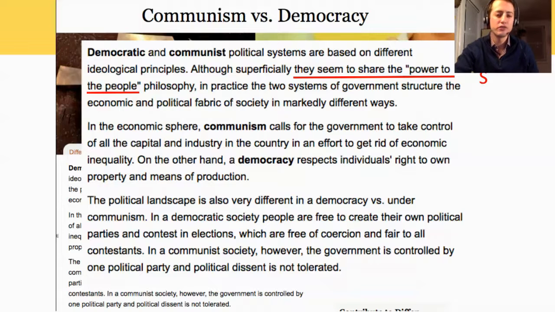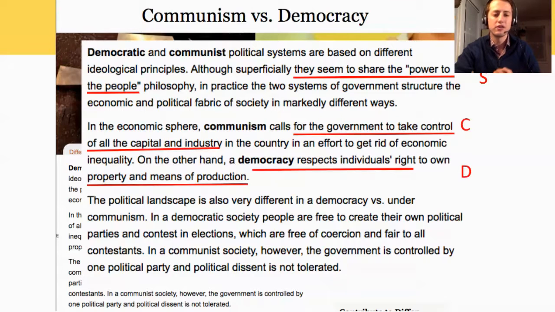I'm not going to close read the entire thing because that would take a really long time, but I'm just going to pull out the most important pieces that I'm seeing. So in the next paragraph, I see communism is all about government control of capital and industry, whereas democracy is all about the individual rights to own the means of production. And you'll see I wrote C and D just to note that that's about communism, that's about democracy. If you have a paper copy and you can annotate, I strongly suggest simple annotations to just note S for similarity, C for communism, D for democracy, or F for fascism.